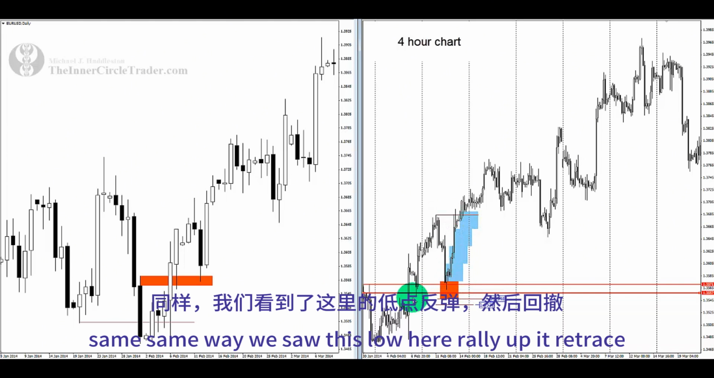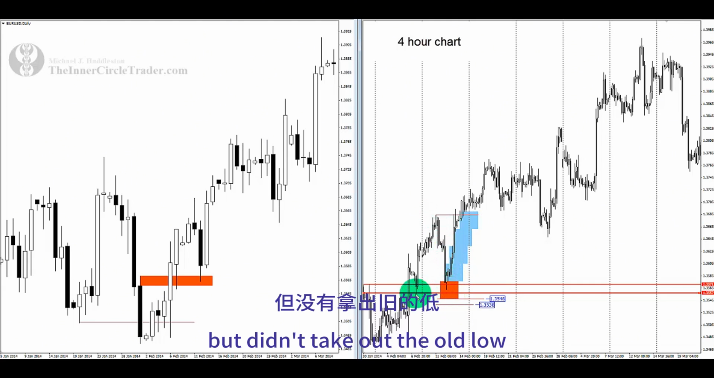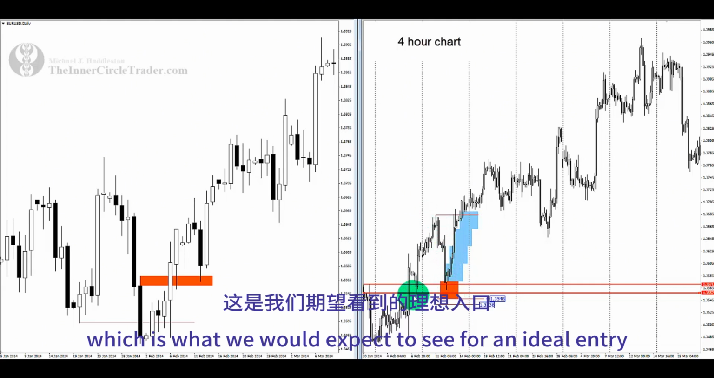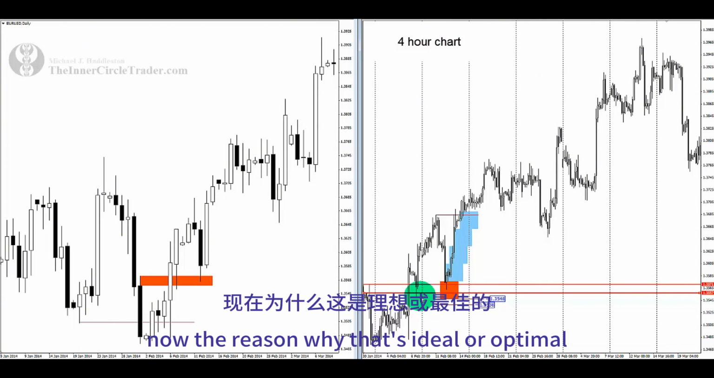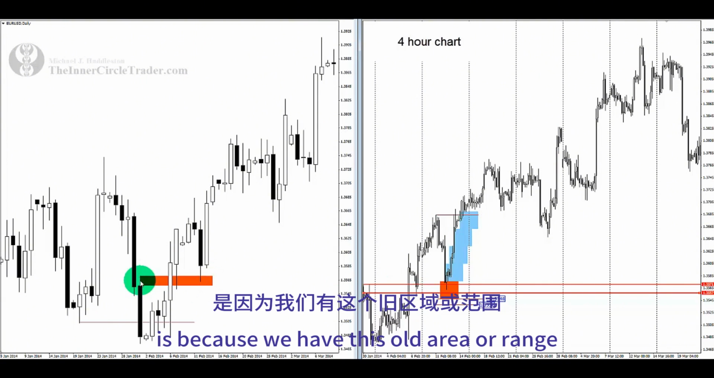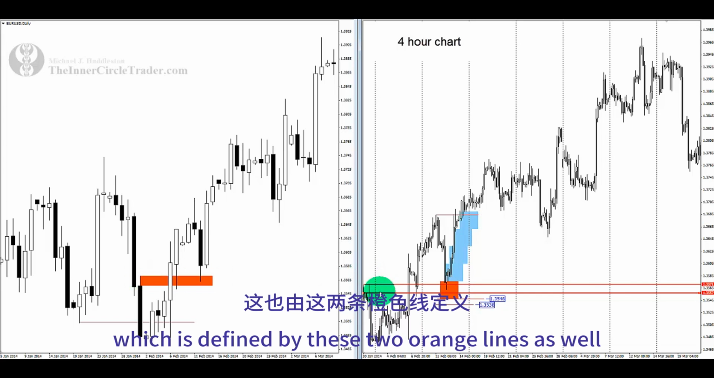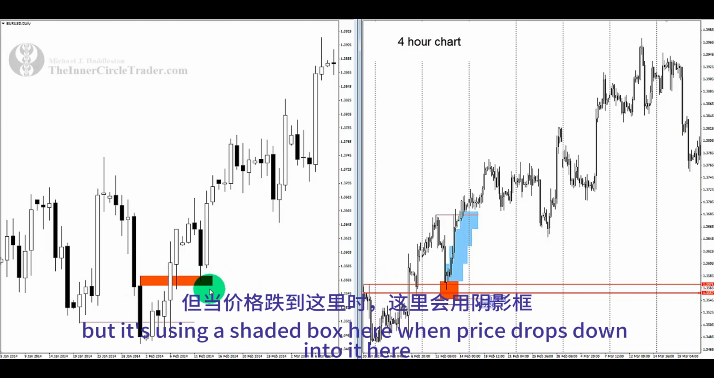Okay, same way we saw this low here rally up, it retraced but didn't take out the old low, which is what we would expect to see for an ideal entry. Now, the reason why that's ideal or optimal is because we have this old area or range, which is defined by these two orange lines as well. We're just using a shaded box here.